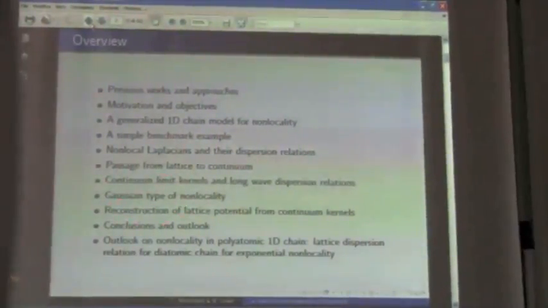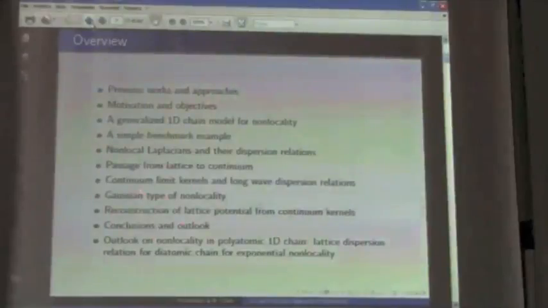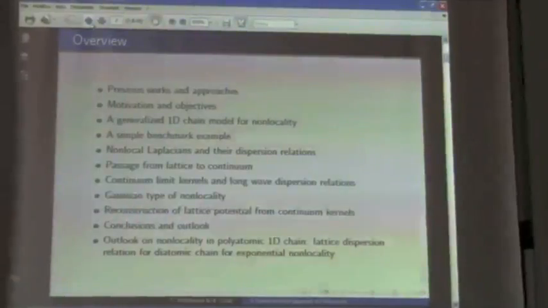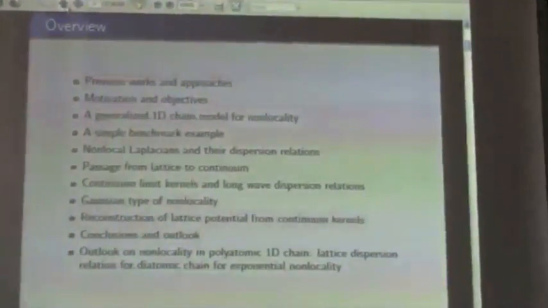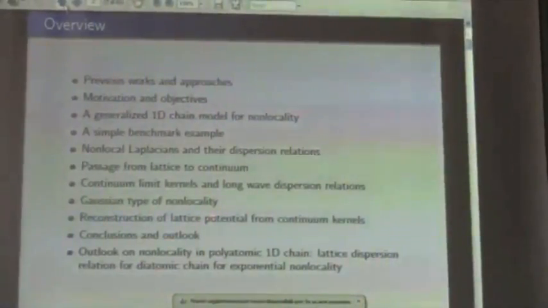So afterwards we look at some examples. Gaussian: often you probably heard of some non-local models which have a Gaussian type of kernel, which is a very natural choice, which can also be discussed within this approach. Then you can also solve the inverse problem: when you have a continuum limit elastic kernel, for instance a Gaussian kernel, what lattice potential corresponds to this kernel? So we can solve the inverse problem from the kernel to the elastic lattice potential.